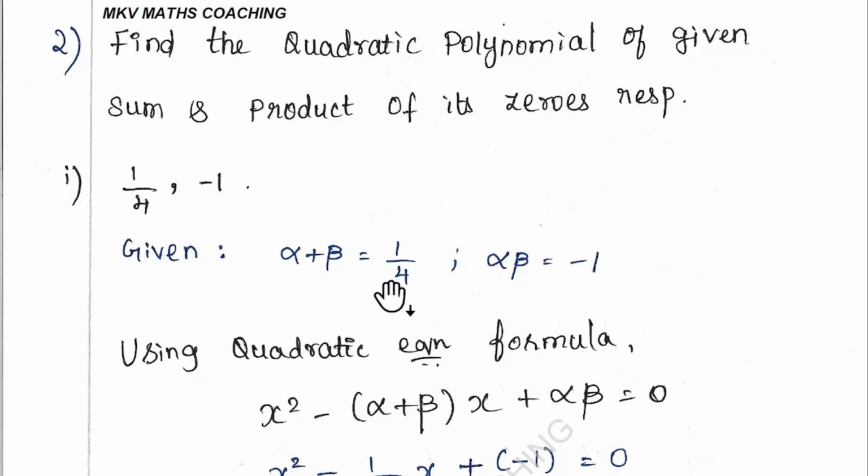So just write it down. Alpha plus beta is 1 by 4. Alpha beta is minus 1. You need to find the quadratic polynomial. What is meant by quadratic polynomial? That is, you need to find out the equation, which is a quadratic equation.